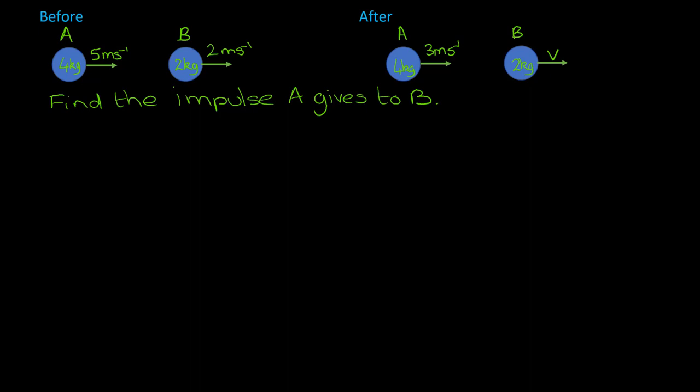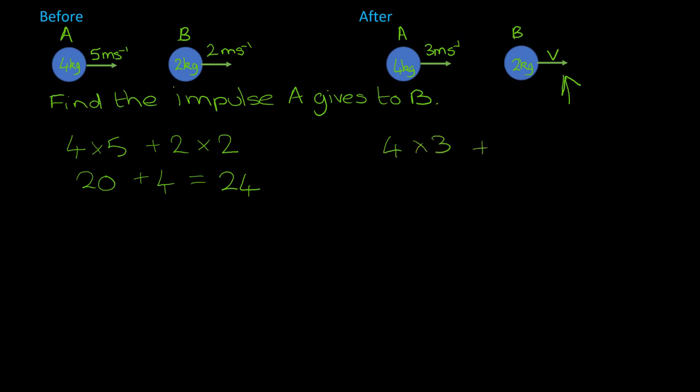Here we have diagrams showing what happened before and after a collision, and we're being asked to find the impulse that A gives to B. Now notice first of all that we don't know the velocity of B afterwards. To find V, we're going to need to use the conservation of momentum formula. We're going to have 4 times 5 plus 2 times 2, so that's 20 plus 4, so that's 24 beforehand. After, we're going to have 4 times 3, and 2 times V, so that's 12 plus 2V. Before equals after, so 2V will equal 12, therefore V equals 6 meters per second.